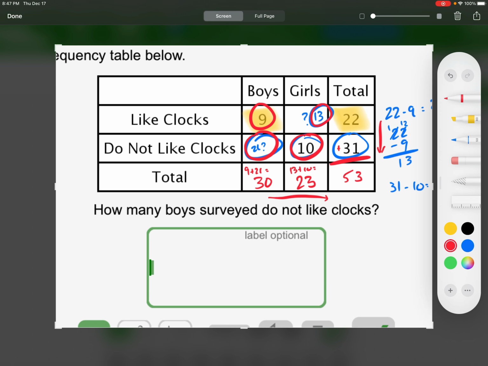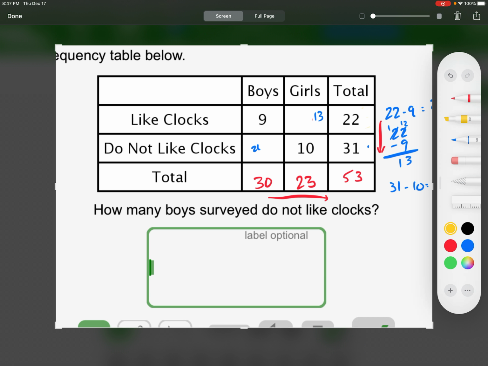How many boys surveyed do not like clocks? So let's do this. Let's erase all of... Oops, I erased too much. Let's erase all of this extra clutter, just so, since it's a video, you're looking at one clear image. All right. And let's go ahead and answer the question.